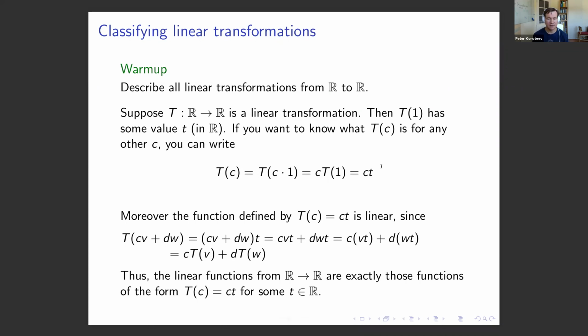Therefore, the linear functions from R to R are exactly those functions of the form T of c is equal to c times t for some t in R. So all linear functions from R to R look exactly like that. Remember, it's also required that they preserve the origin, so this sends 0 to 0.